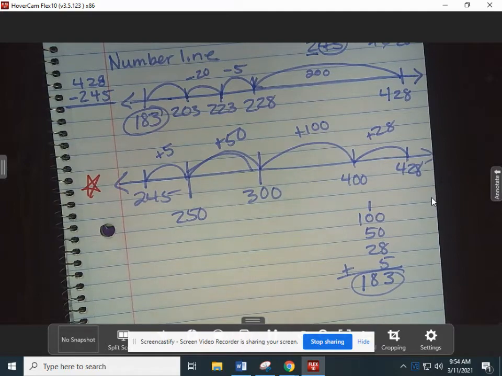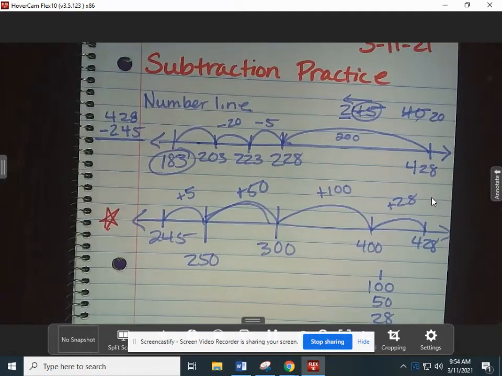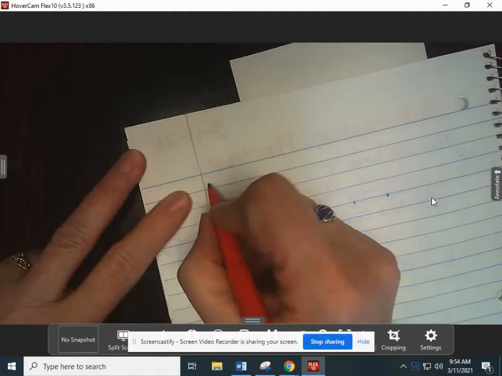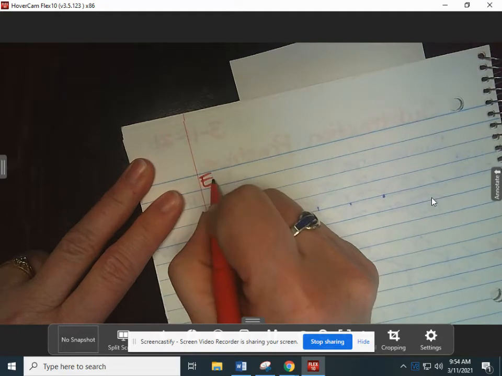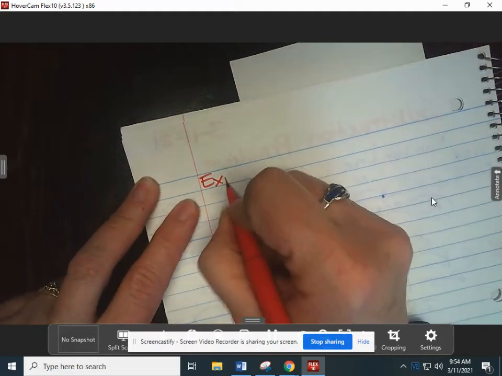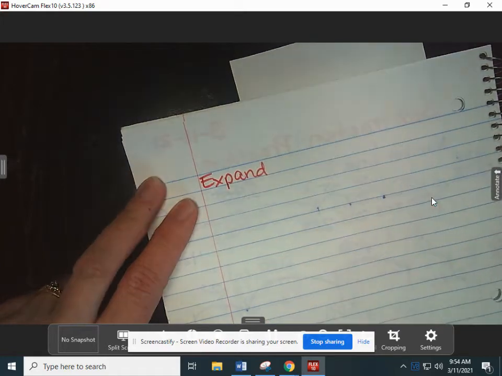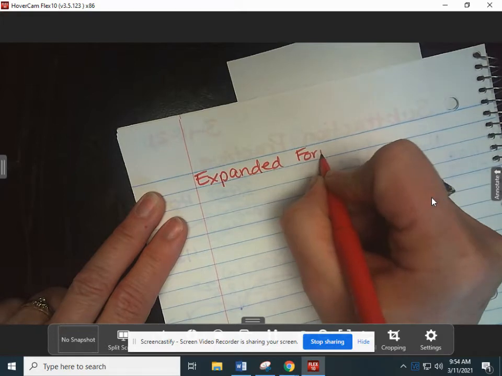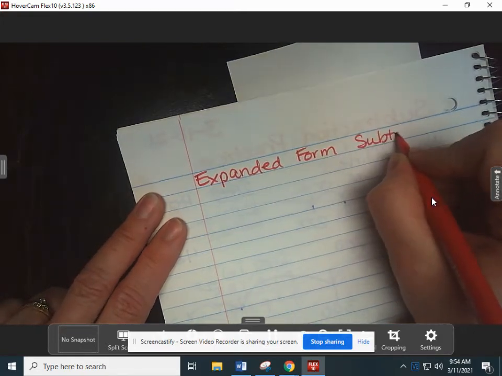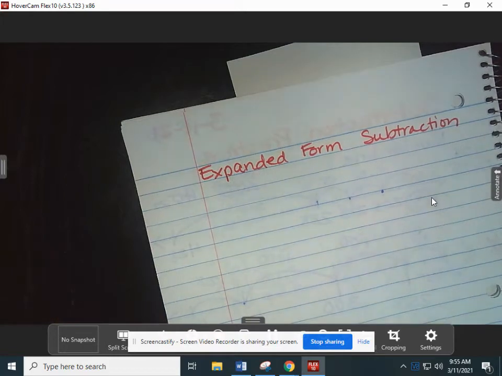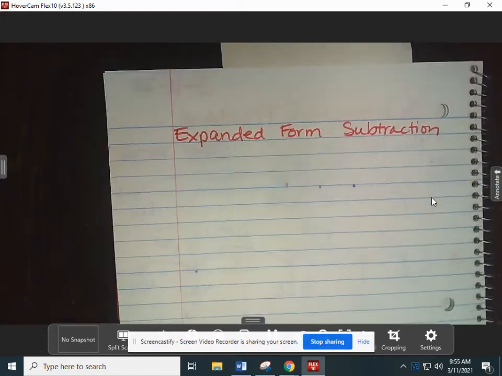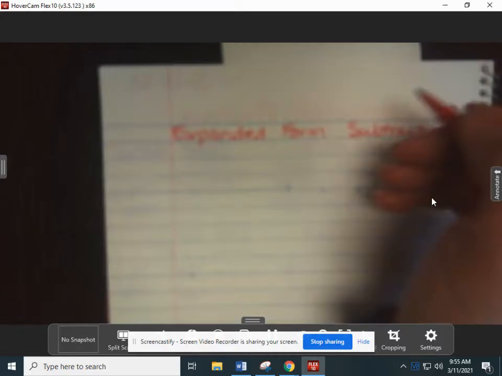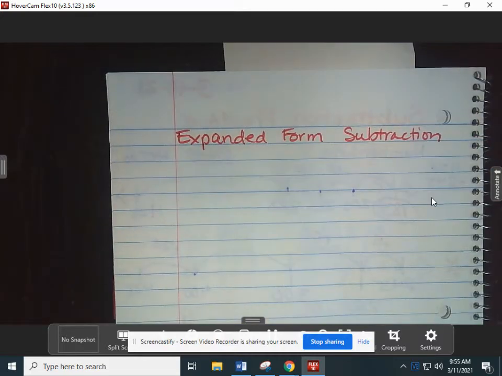But what I really want to focus on today is called, I'm going to turn my page, expanded form subtraction. And it is so close to the way your parents do subtraction that it's easy to transition to it. If you want to write a minus for that, you can put expanded form and then just put the minus sign. That's what I'm doing.